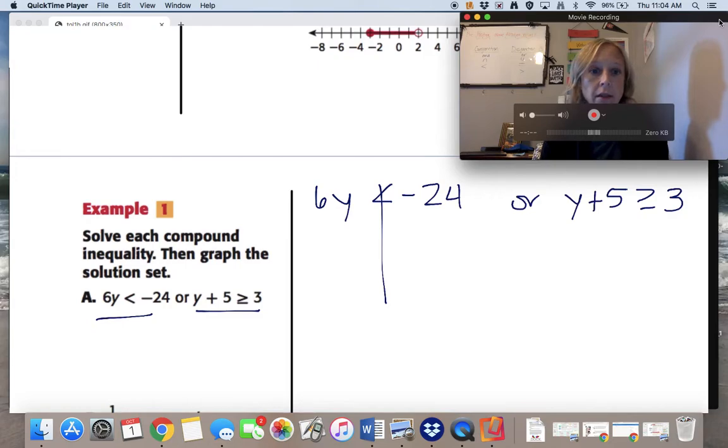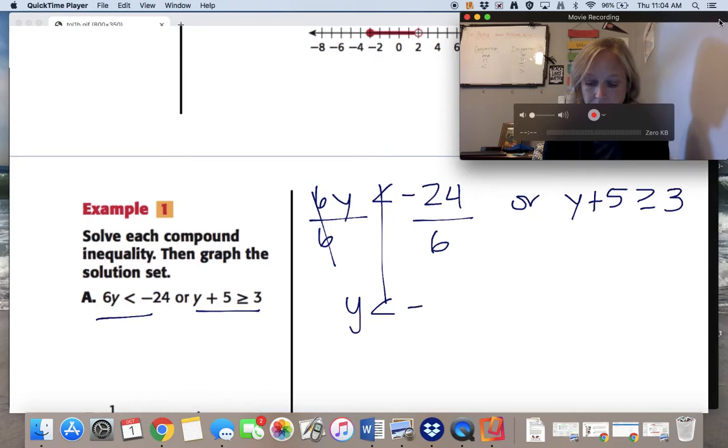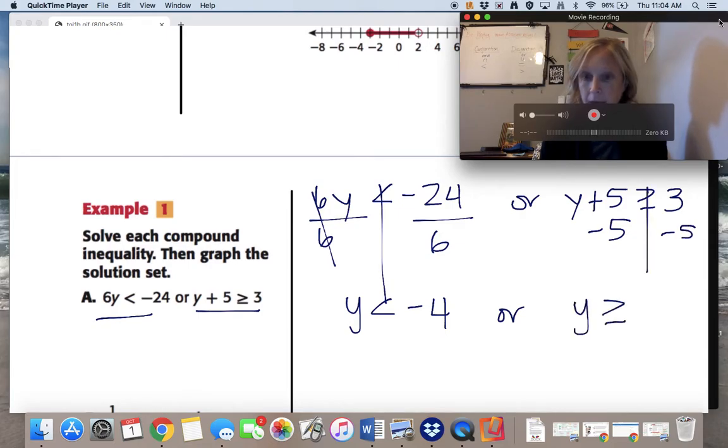When we solve inequalities, the steps are the same as solving any equation. The only difference is when you are multiplying or dividing by a negative. So to solve this, I need to divide both sides by 6. It doesn't matter that I'm dividing -24 by 6. I'm dividing by a positive, so I do not have to flip my symbol. Solve over here. And again, flipping the symbol does not apply to addition or subtraction, just multiplication and division. All right, so I've solved both parts separately, and now I'm going to graph my solution.